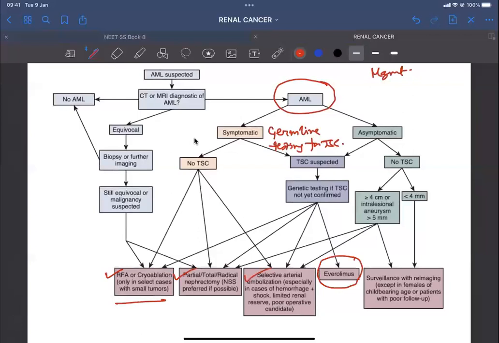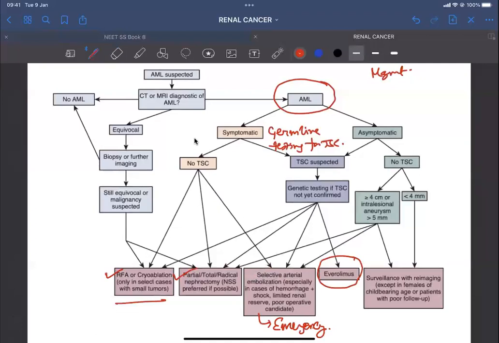So selective arterial embolization, we tend to use this as an emergency treatment. And anyone with spontaneous retroperitoneal hemorrhage where you suspect an angiomyolipoma, treatment of choice in that case would be selective arterial embolization. That is the key point you need to take away from here.